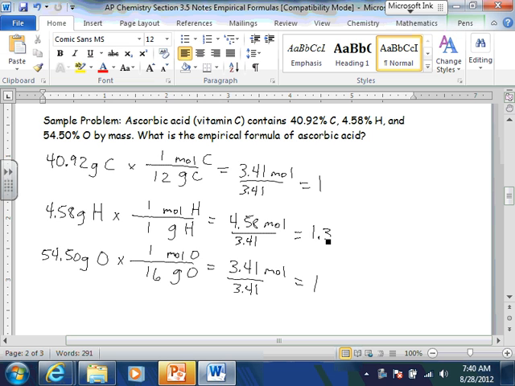And so what we have to do here is that last step, which is called multiply till whole. And all you have to do there is multiply all of these by some common factor that would make all of them be whole numbers. So this is 1.3 for the moles of hydrogen, okay? So if we multiply all of these by 3, now I rounded here, this is about 1.34 actually, so if we multiply all of these by 3, that's going to get us pretty close to whole numbers, okay? So this is going to be 3, this is going to be, what, 4, and this is going to be 3.